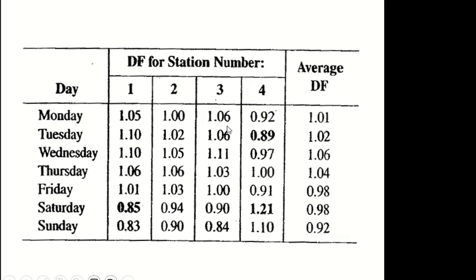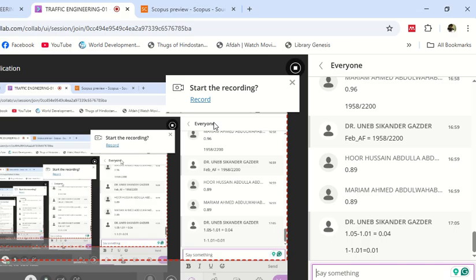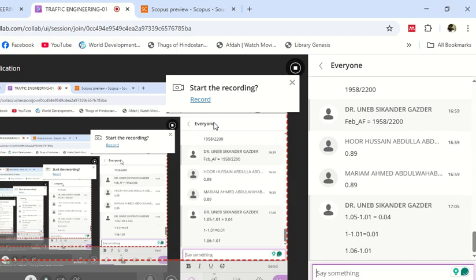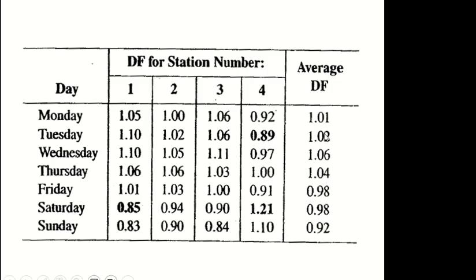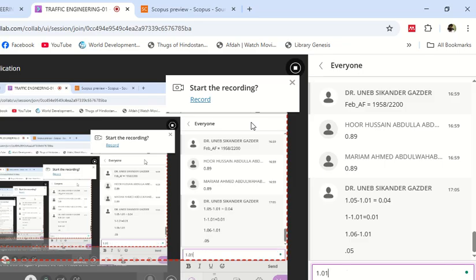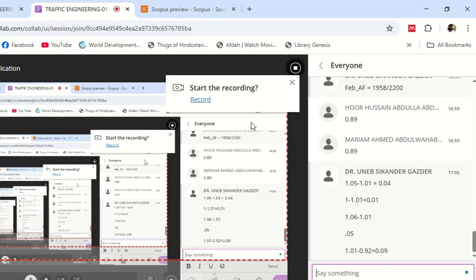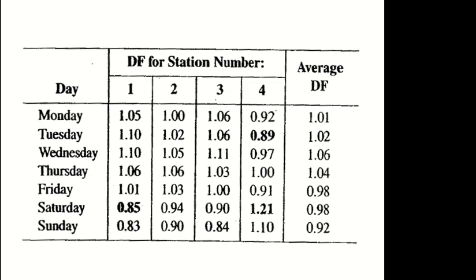If I go for the third value, 1.06, plus and minus doesn't matter. You're just looking at the value. So this will give me 0.05. So again, it passes the rule. If I look at the last factor, 1.01 minus 0.92, this is 0.09. So again, all these values pass the rule. All of them are less than 0.1. So for Monday, I have no problem.